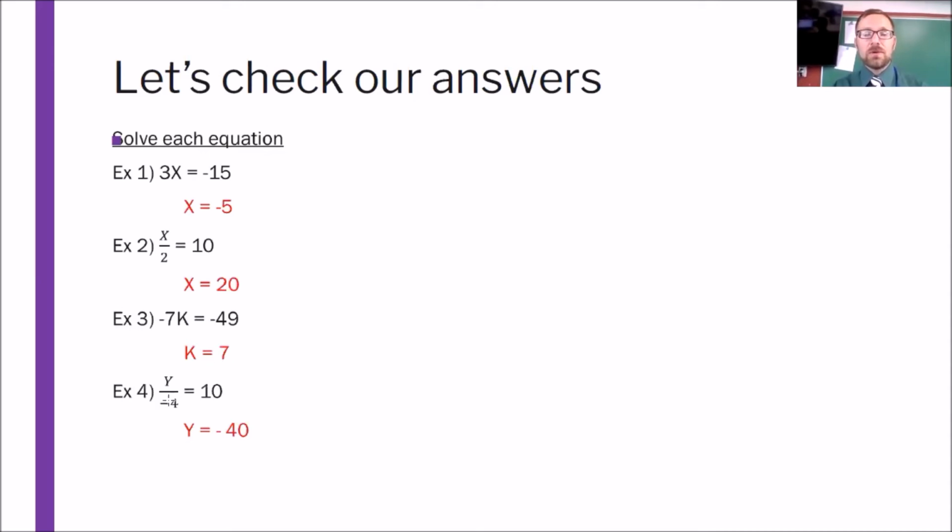Then on number 4, you'd multiply by negative 4. Again, a positive times a negative is a negative. So that's negative 40. All right, we'll go over stuff in class tomorrow with some more examples.